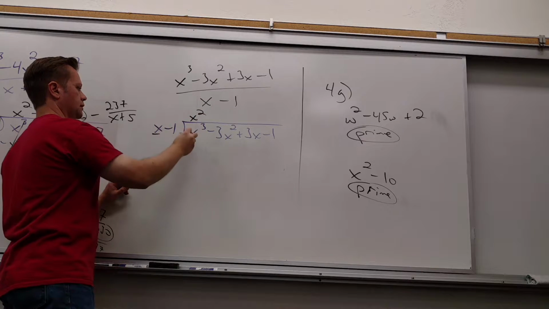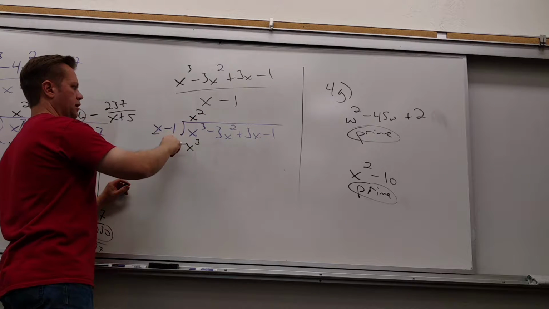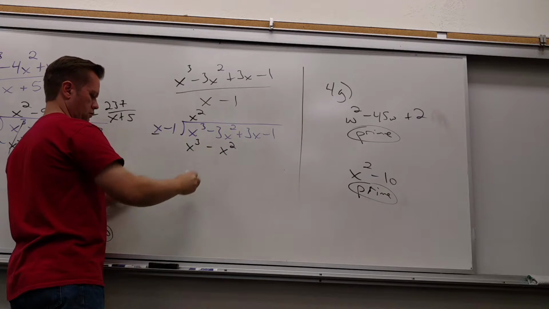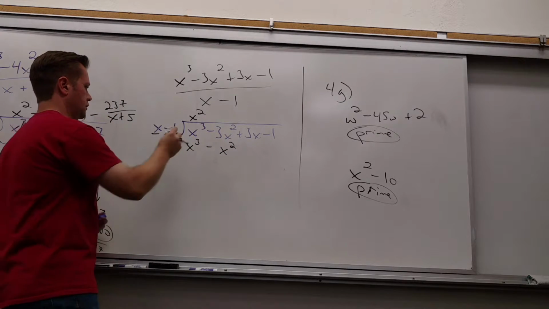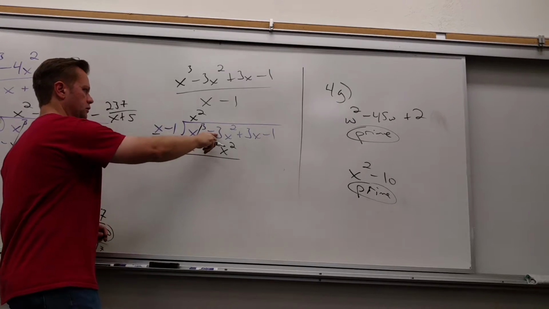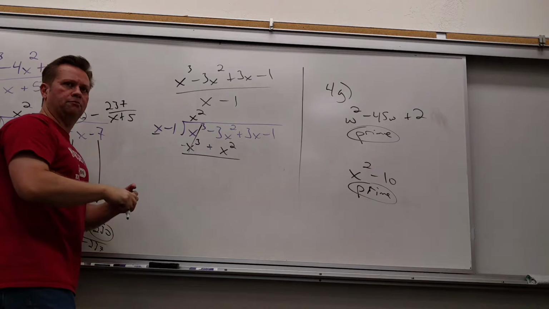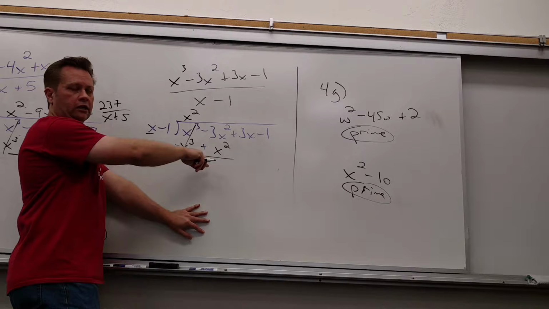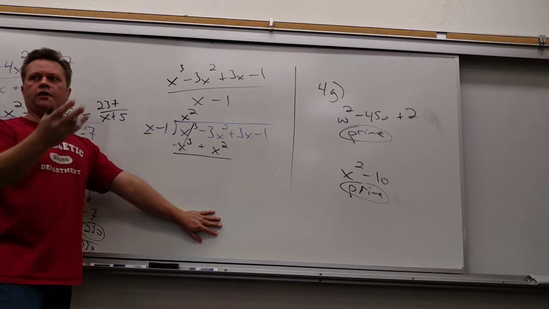Good. x squared times x, that's x cubed. x squared times negative 1 is negative x squared. And then you change the signs. And this is where people really start to forget how to add numbers. Like if people tell me that's negative 4, or positive 2, and then the whole thing goes wrong, right?